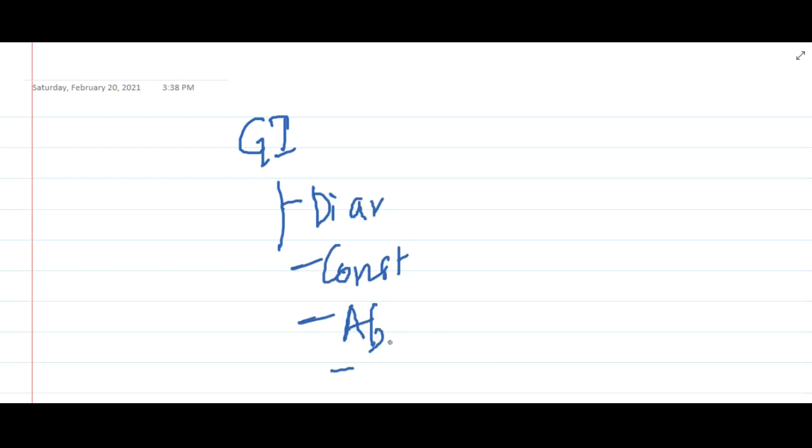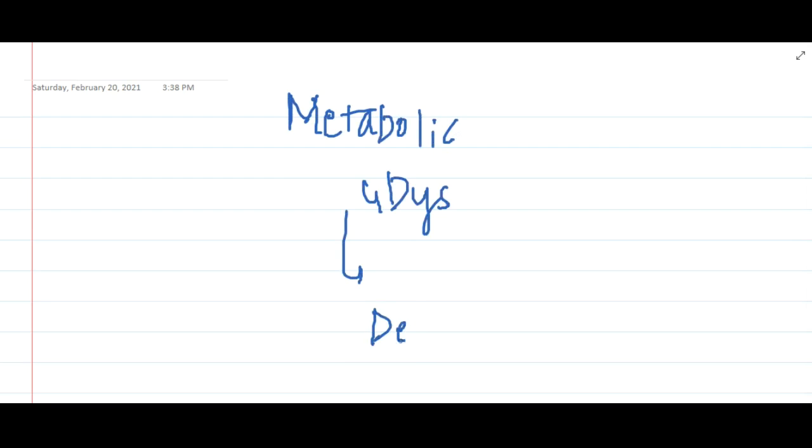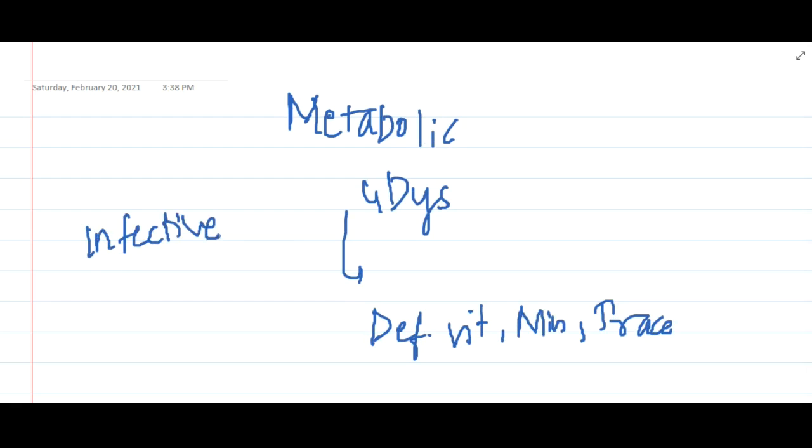Then we have GI complications which include diarrhea, constipation, abdominal pain, and aspiration can occur. Then we have metabolic complications which include dyselectrolytemia, or deficiency of vitamins, minerals and trace elements. And some infective complications can also occur. There can be infections also. So this is about enteral nutrition.